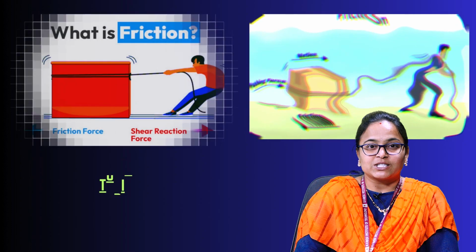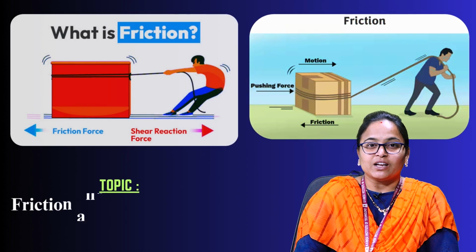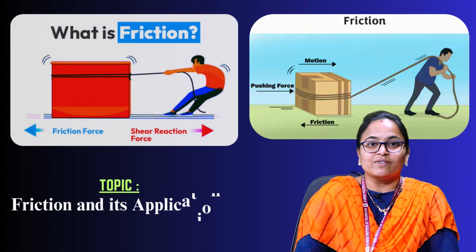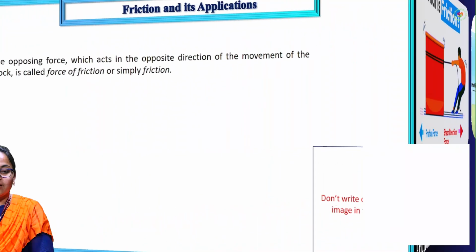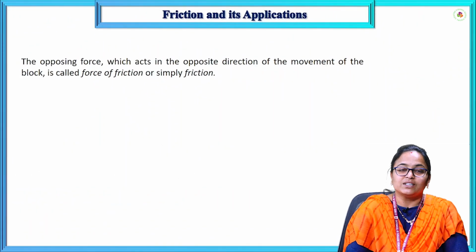Today I am going to explain the friction concept in applied mechanics related to civil engineering. First of all, we'll see what is meant by friction. Friction is nothing but the opposing force to the motion of any object.